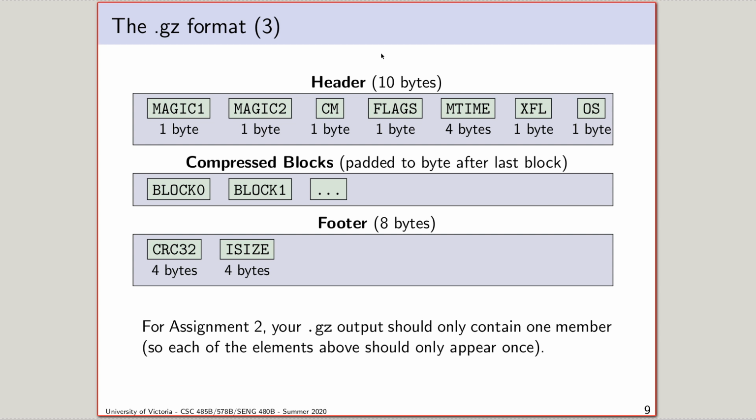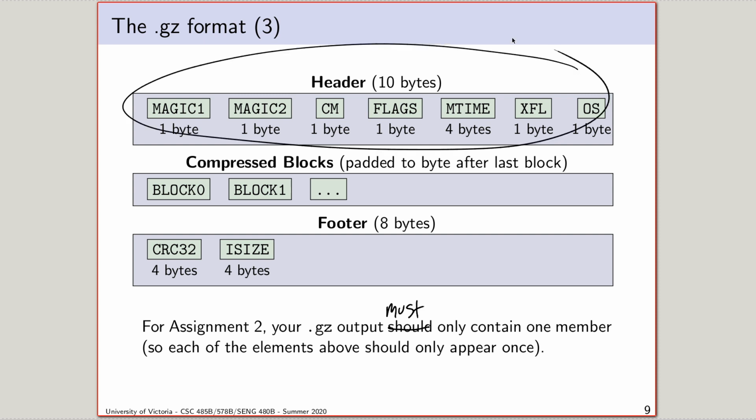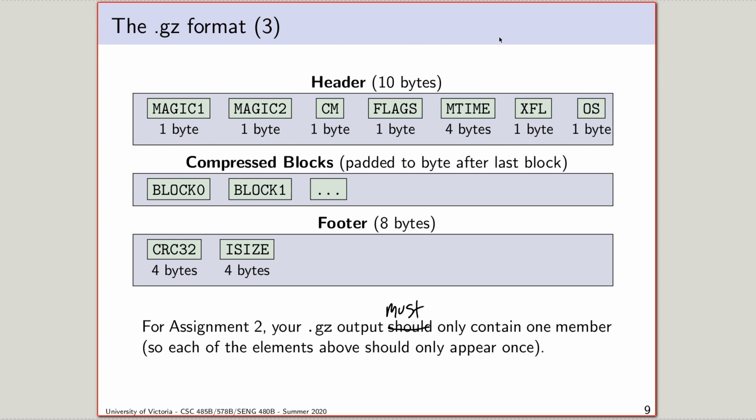So assuming it said it should only contain, I guess we should be careful. If we're talking about standards language, better say must. Should doesn't mean the same thing as must. So if you're going to generate only one of these things, then this thing here truly is a header. It is the beginning of the file and it appears only there, and this is the end of the file and it appears only there.